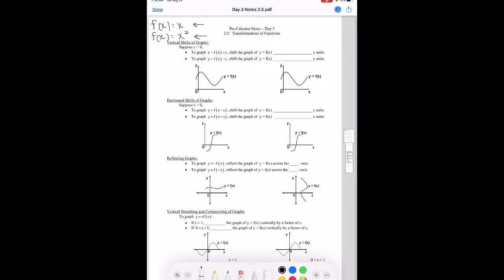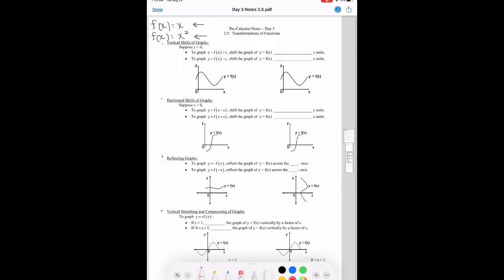So what kind of transformations can we do? Well, we have vertical shifts, horizontal shifts, reflections, stretching and compressing. We actually transformed lots of different functions last year in Algebra 2. We did kind of the same thing over and over again, you might remember. So quite a bit of this is actually review. Let's talk about the transformations.